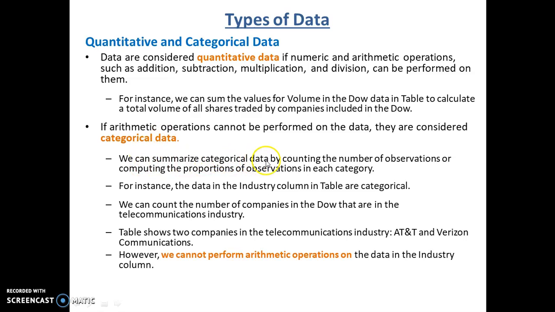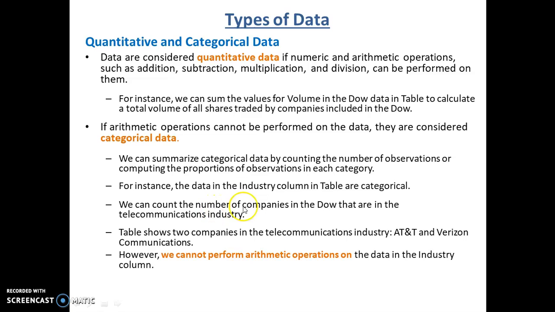We can summarize the categorical data by counting the number of observations or computing the proportions of observations in each category. For instance, take the data in the industry column of the table we already referred to. In this particular table, we have a column like industry, and it is categorical. Why? Because in the industry column we have listed a number of industries, like the manufacturing industry. You can summarize all the industries, but you cannot do any arithmetic operations. So it is categorical data.